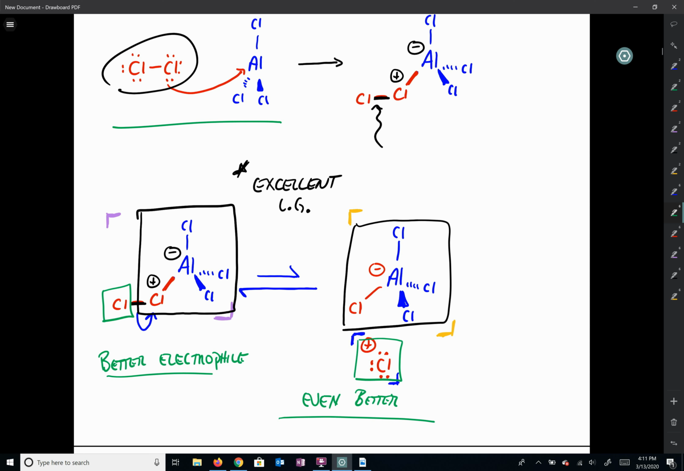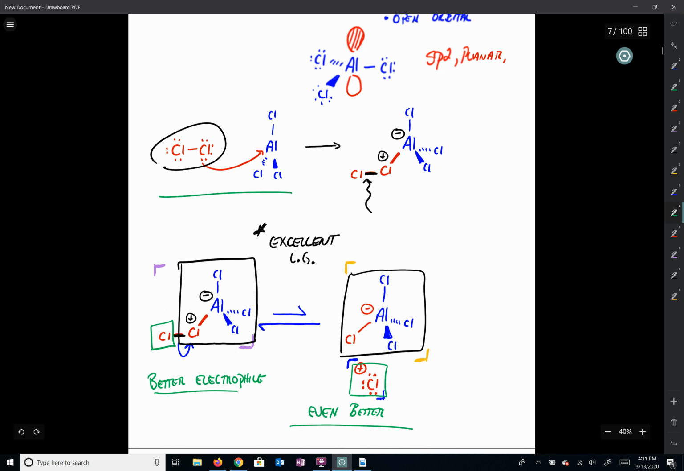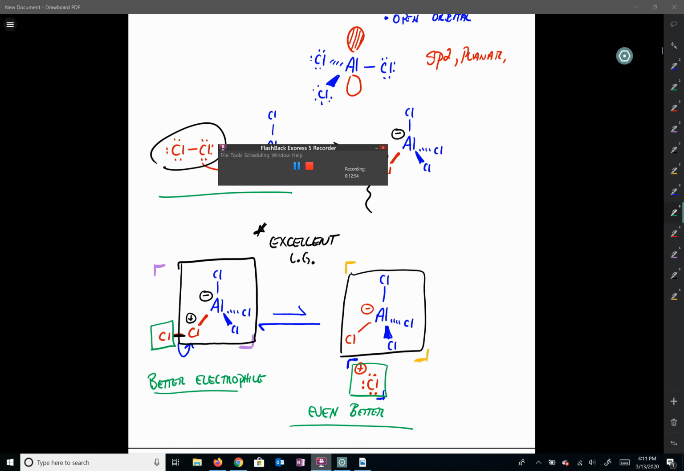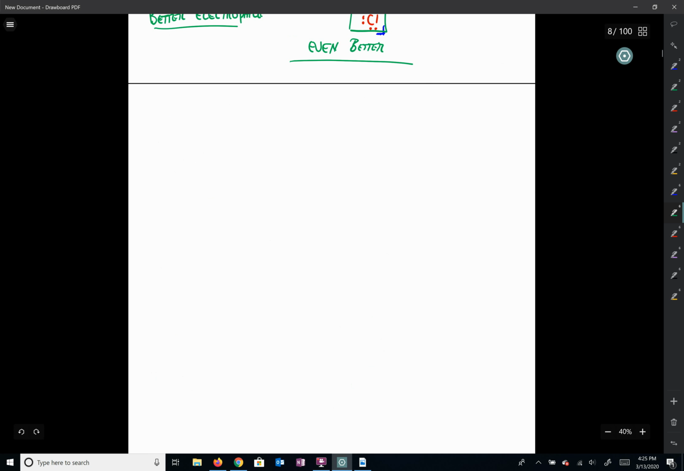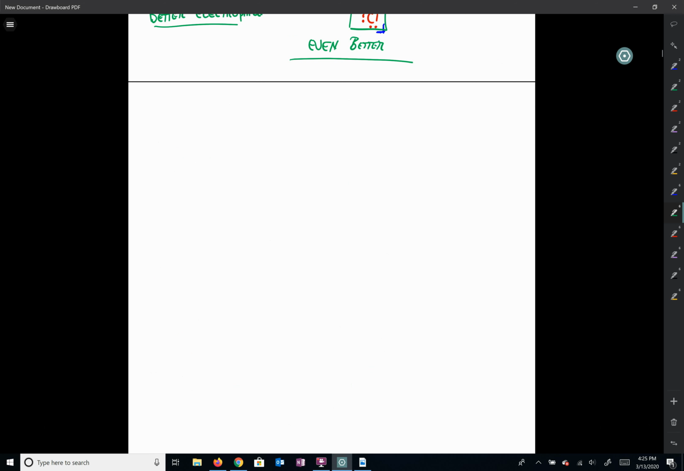Got it? So pause here for just a second and see if you can follow along with my thought. Because I'm about to show you the mechanism, and then we can put into context what we mean by excellent leaving group and even better leaving group, and even better electrophiles, that kind of thing. And I'm going to take a quick pause here too, so pardon the rough edit. Okay, so we're back. Let's take a look at the mechanism, and hopefully it'll make sense what we're talking about here.